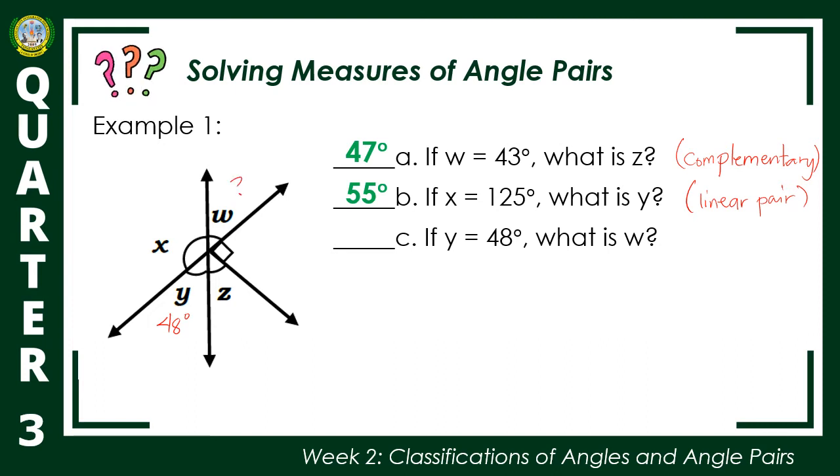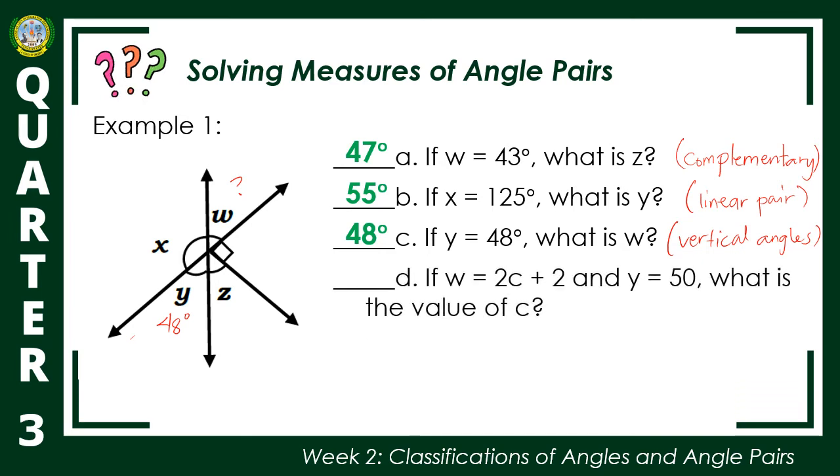Okay? So, if you try to look at the figure, angle W and angle Y are vertical angles. Kasi na-form siya nitong dalawang intersecting lines na to. Okay? So, siya ay vertical angles. At ano nga ba ulit yung relationship ng vertical angles? Okay? So, vertical angles are always congruent. So, that means if y is 48 degrees, then w is also 48 degrees. Okay? Kasi nga vertical angles sila.